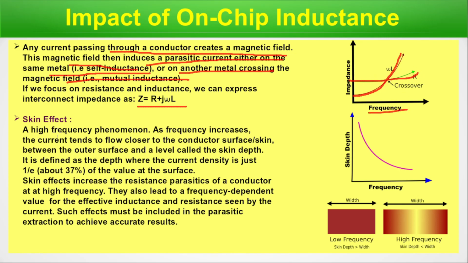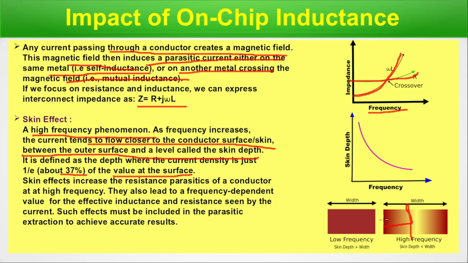Now skin effect. It's a high frequency phenomenon. As frequency increases, the current tends to flow closer to the conductor surface, or skin, between the outer surface and a level called skin depth. At low frequency, it's homogeneous. At high frequency, it is no longer homogeneous. It flows between the outer surface and a length called skin depth. Skin depth is defined as the depth where the current density is just 1/e, that is about 37% of the value at the surface.